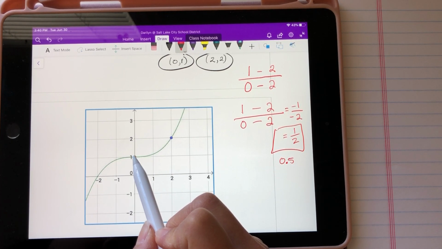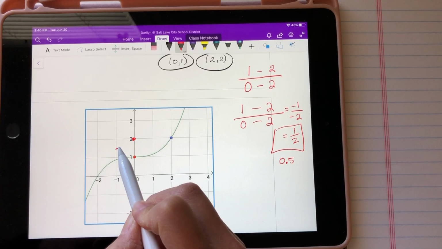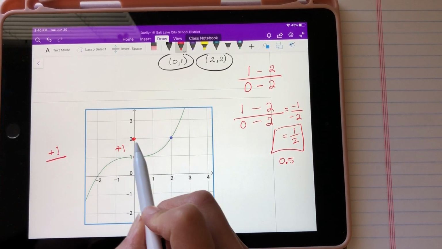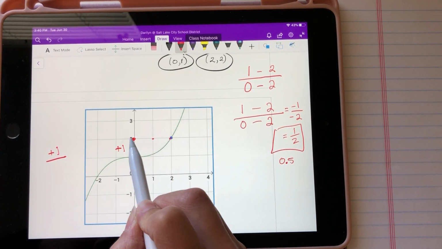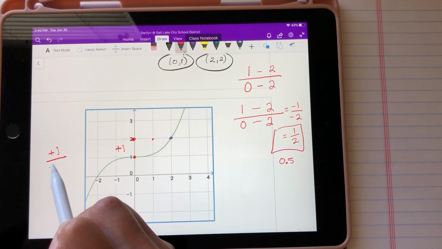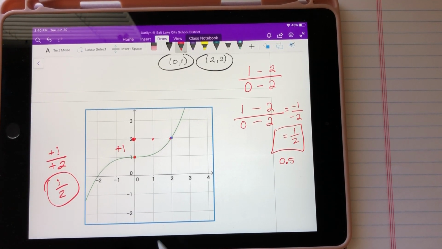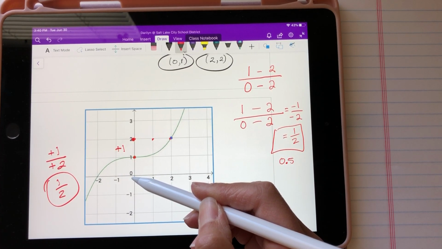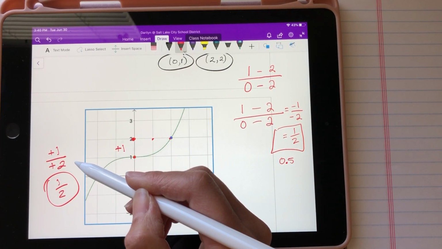So I'm going to start from the left point and I'm going to rise. So I rose positive 1 over the run. And because I'm going to the right, that's going to count positive. So 1, 2. So positive 1 over positive 2 is 1/2. If I were going down for my rise, that would be negative. If I were going to the left for my run, that would be negative.